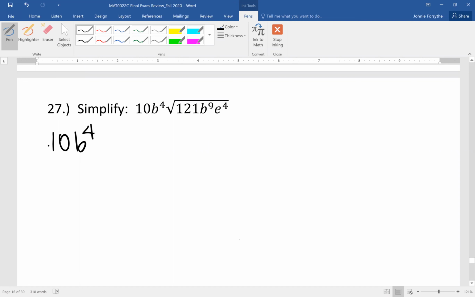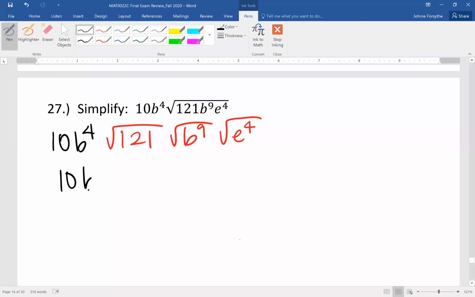So now we're going to separate each one. So I'm going to take care of the square root of 121, the square root of b to the 9th, and the square root of e to the 4th. So the square root of 121 is a perfect square. So that actually just equals 11. So I have 10b to the 4th times 11. So now I have the square root of b to the 9th.